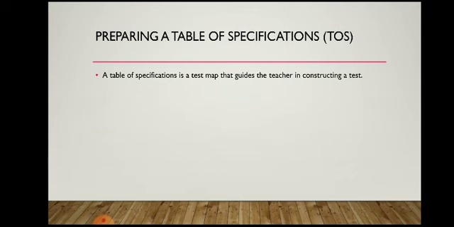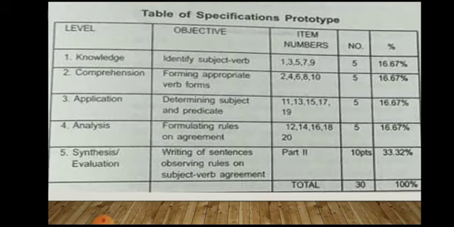Next is preparing a table of specifications, or what we call the TOS. A table of specifications is a test map that guides the teacher in constructing a test. This is an example of a table of specifications. We have 5 columns there. These are the level column, objective column, item numbers, number of points, and percentage. Inside the level column we have the knowledge, comprehension, application, analysis, synthesis, or evaluation.